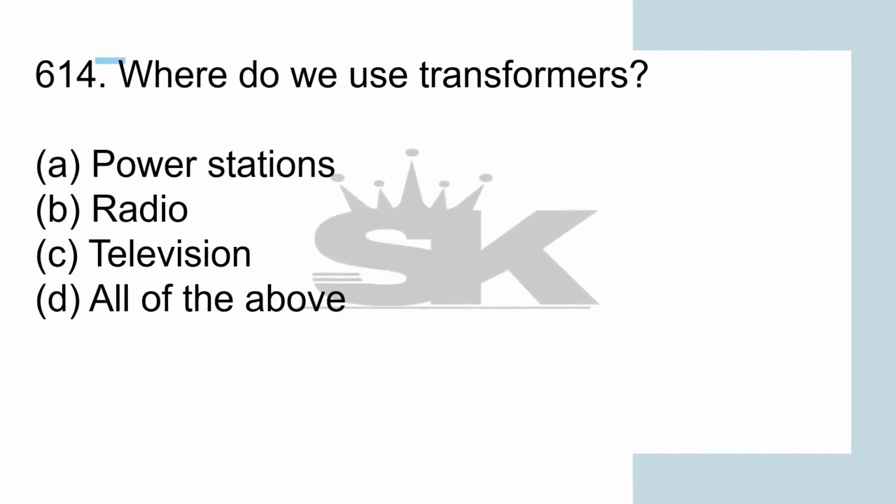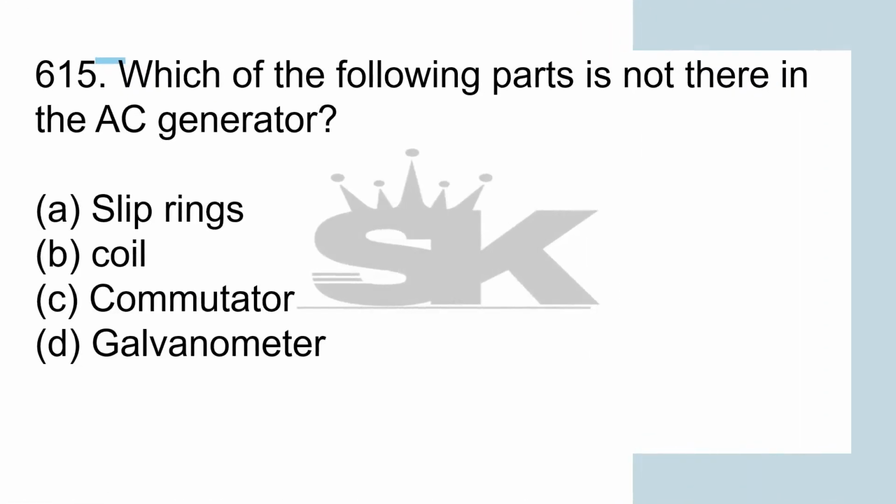Where do we use transformers? Power stations, radio, television, all of the above. Which of the following parts is not there in an AC generator? Here the answer is commutator. The commutator is not present in an AC generator.